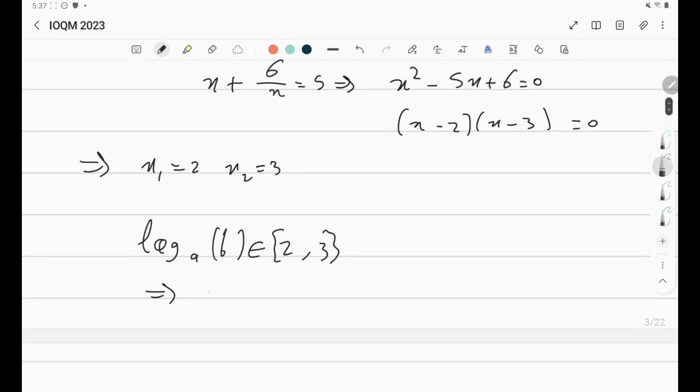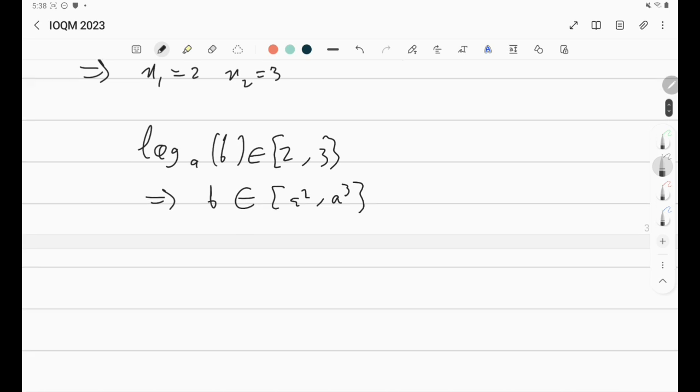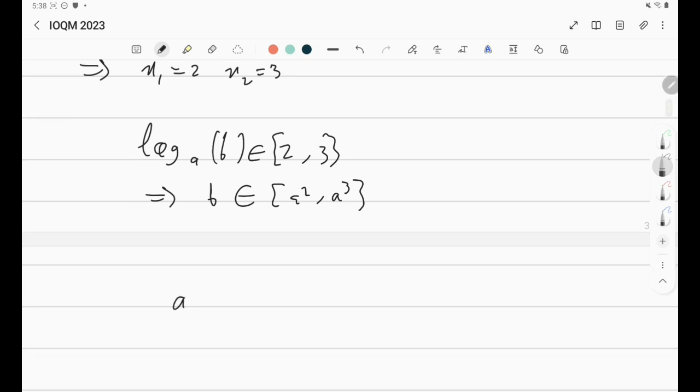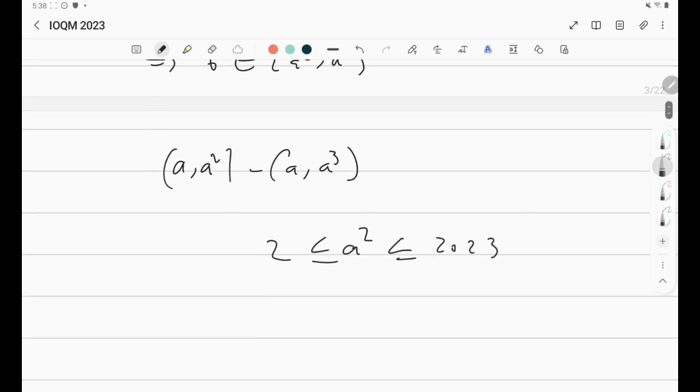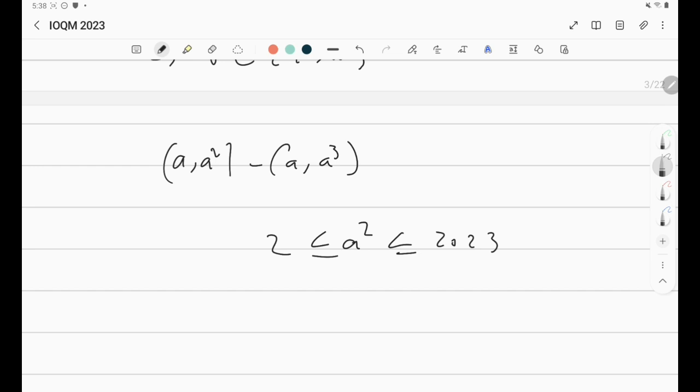So that means that b is either a square or a cube, because the log of a square with base a is 2 and the other one is 3. Okay, so that means we just need to count how many pairs a square and how many pairs a cube that are in the range they gave us. Remember, the range they gave us is between 2 and 2023. So that means we just need to count how many perfect squares between 2 and 2023. And then do the same thing for the cube, but right now let's focus here.